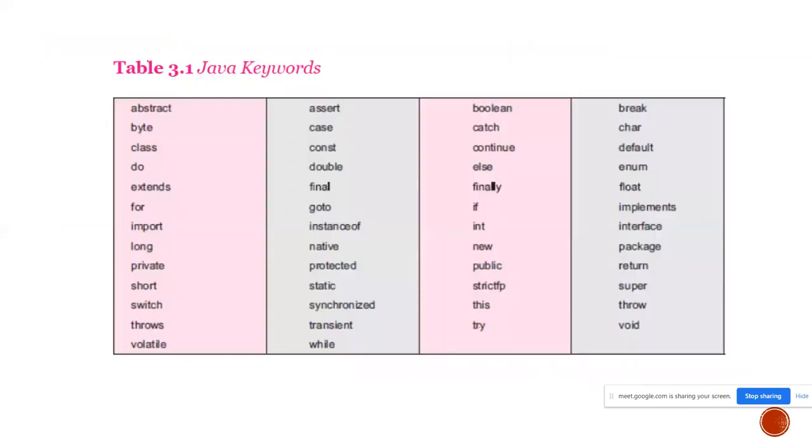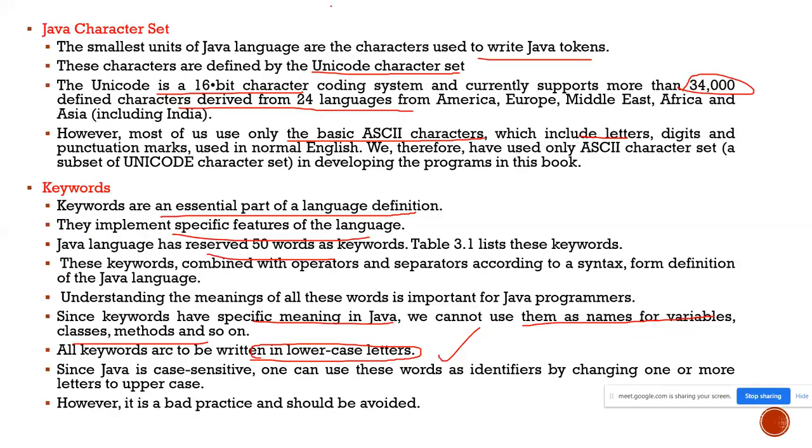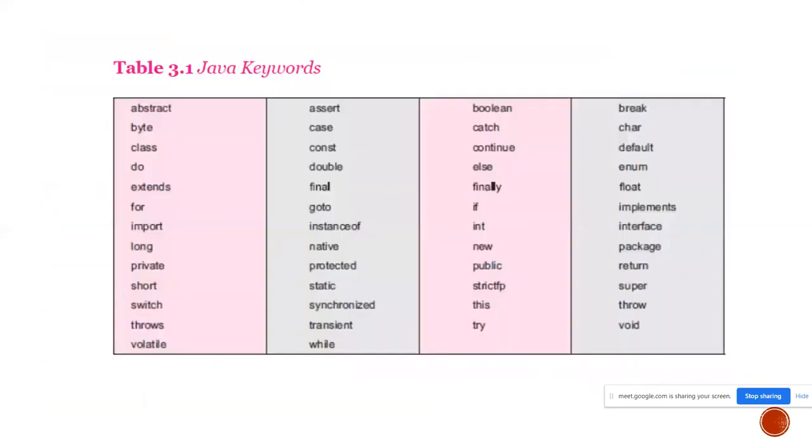This is the tabulation of Java keywords. As we have said already, there are up to 50 keywords. The Java language has reserved 50 words as keywords, as mentioned in this third point. So here we have listed all these keywords.